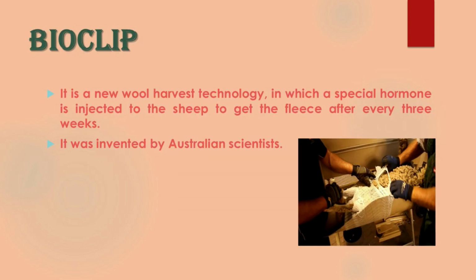Well, there is one more interesting term, that is bioclip. Bioclipping is a new wool harvest technology in which the sheep is injected with a special hormone. Then it is wrapped in tight hair nets so that the fleece can be peeled off after every 3 weeks. This technique was invented by Australian scientists to remove wool from sheep without shearing.